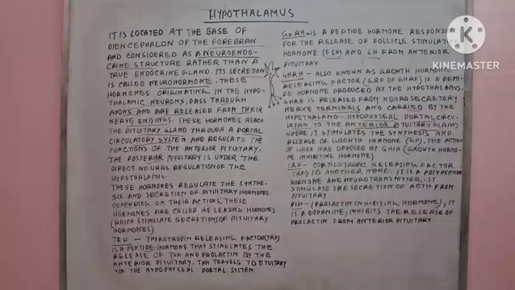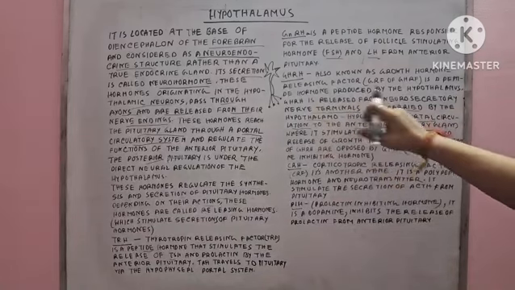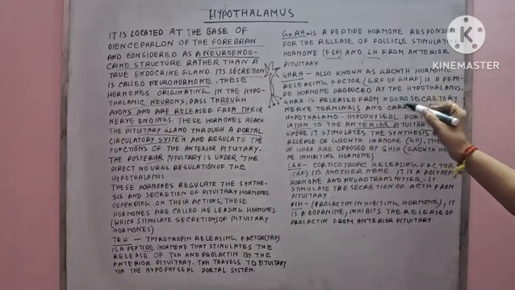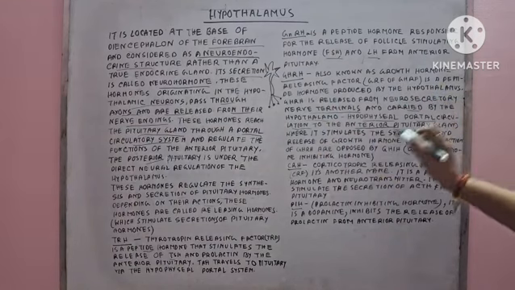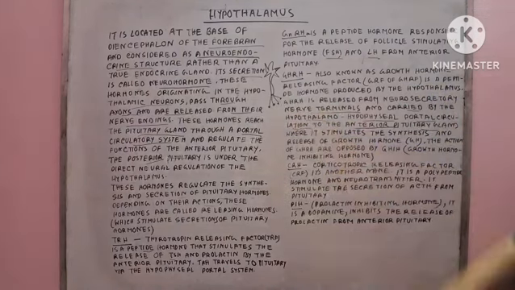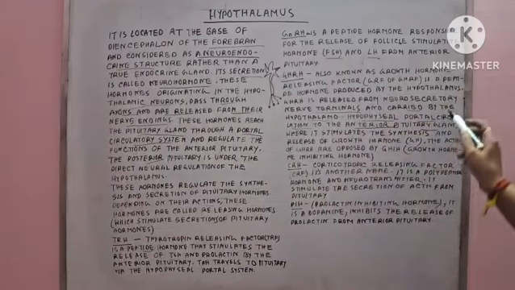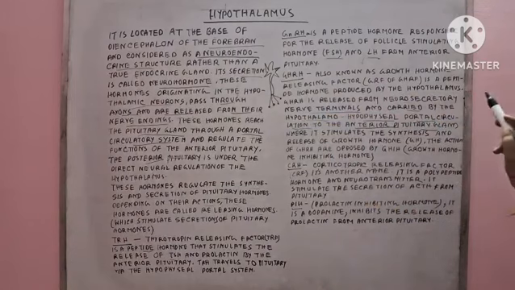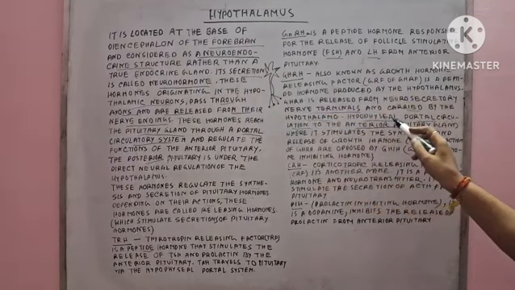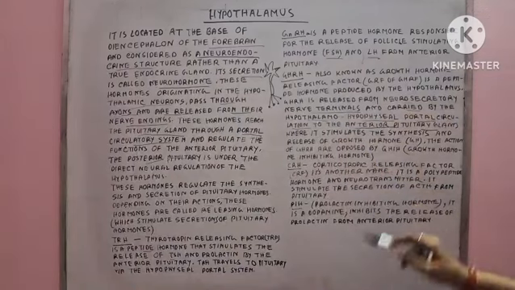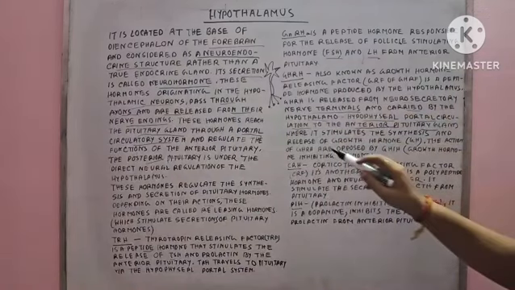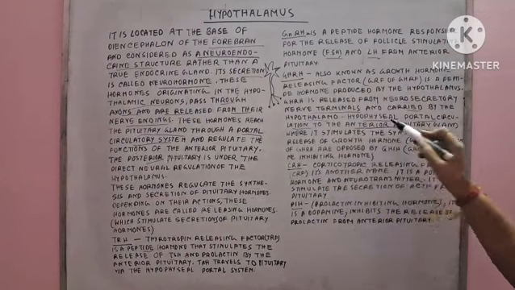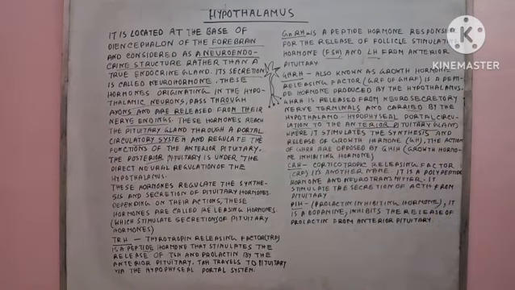So what is it saying? GHRH is released from where? From the neurosecretory nerve terminals, and then carried by the hypothalamo-hypophyseal portal circulation to where? To the anterior pituitary gland. And there it stimulates the synthesis and release of growth hormone. Clear?